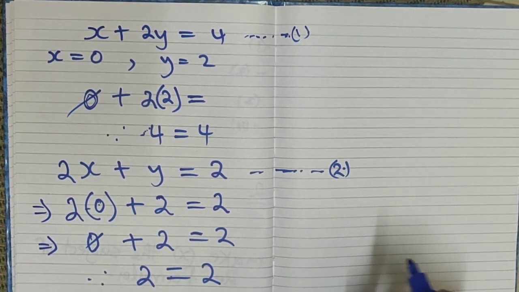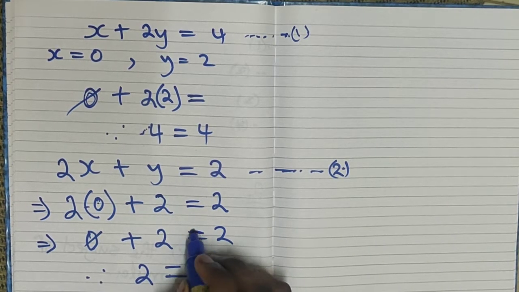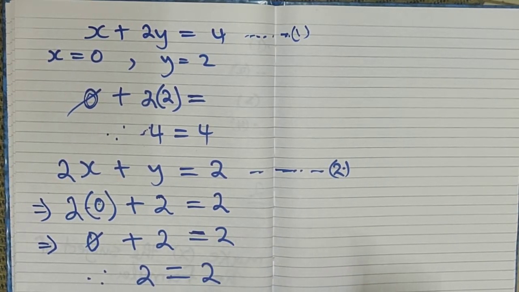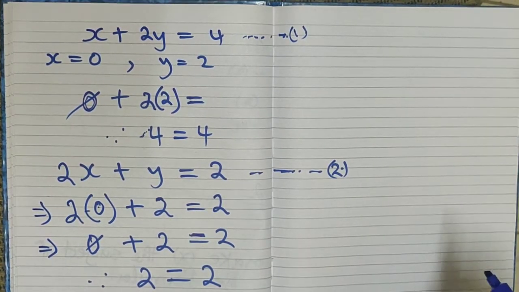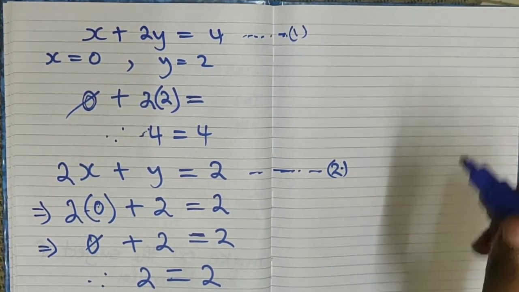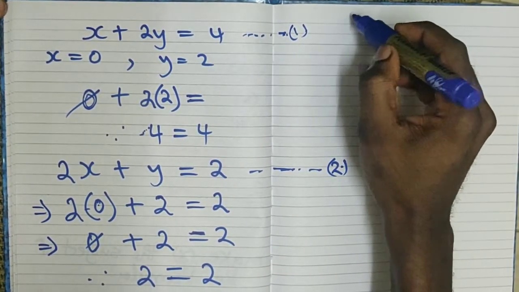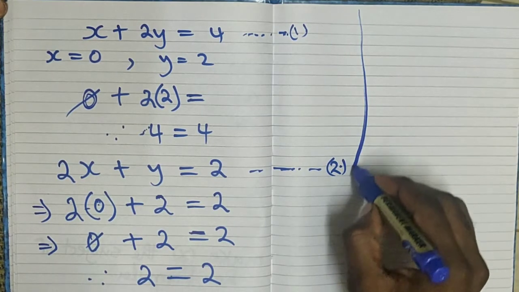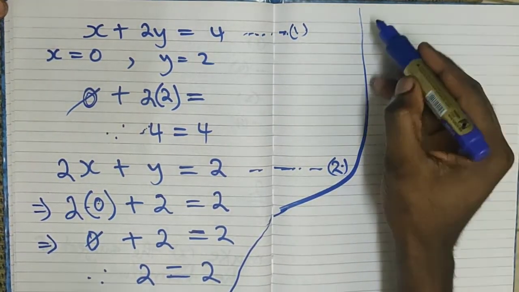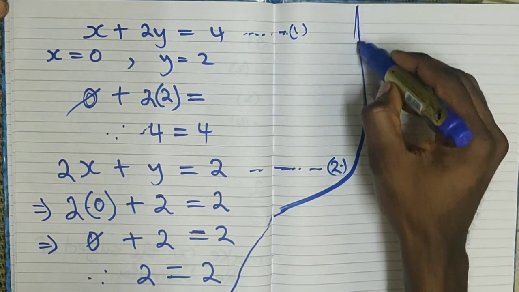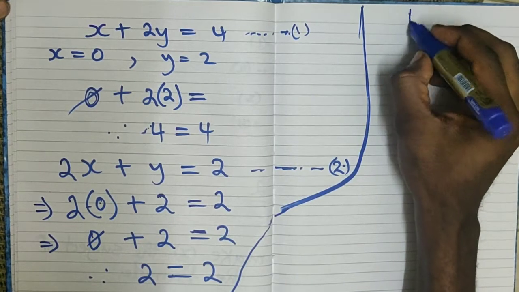Now let's look for another way. Let's look for another example. This one we are going to use another method of solving. So let's look at another example. Let's just use this portion for another example. Example 2.